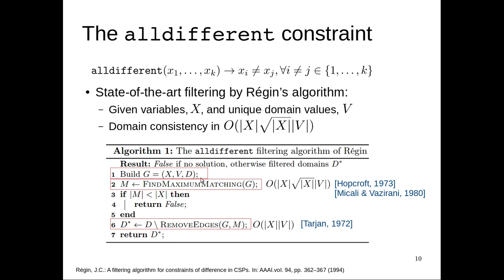The main components of the all different filtering algorithm are building a variable value graph, located on line 1, finding a maximum matching in that graph, line 2, and testing if the matching cardinality is less than the number of variables. If that's the case, then the constraint cannot be satisfied and we initiate a backtrack. If, however, we have a matching cardinality equal to the number of variables, then we proceed to the remove edges function down here. Since the computational brunt of the all different filtering algorithm is actually in finding a maximum matching, that's what we're going to focus on in this presentation.